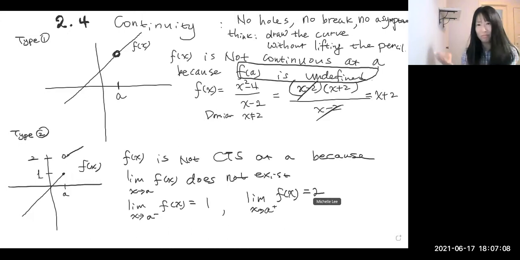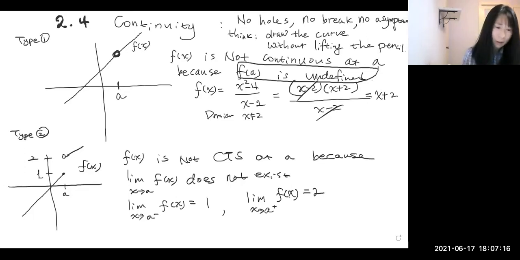So, they do not agree, right? So we say that the limit does not exist, all right? Let me write down type 3. Let me erase this one. Type 3.